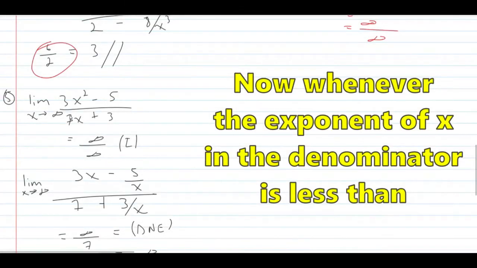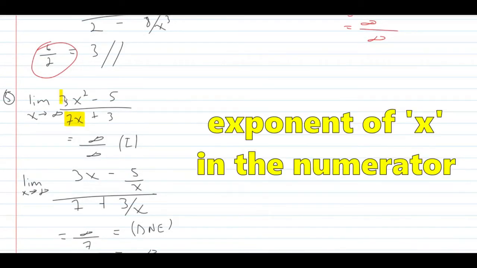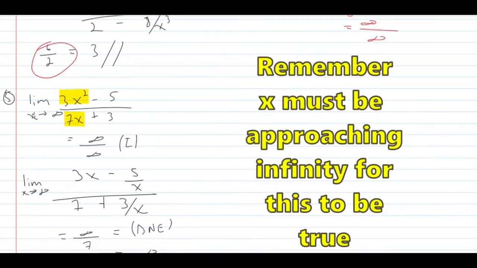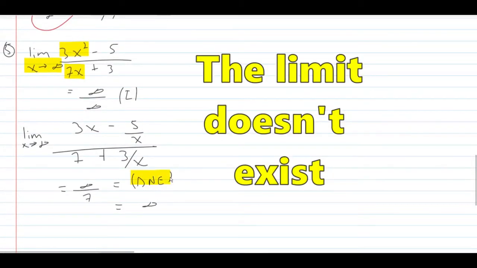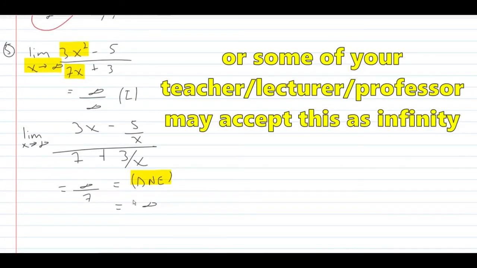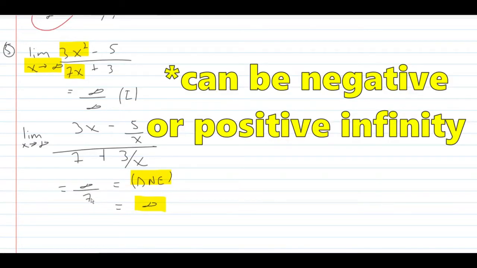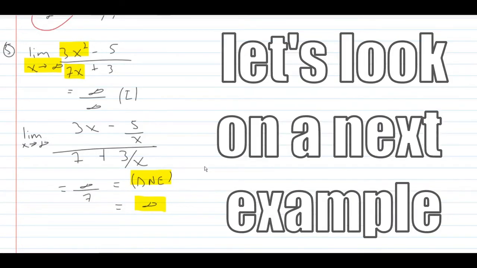Now, whenever the highest exponent of x in the denominator is less than the exponent of x in the numerator, and remember x must be approaching infinity for this to be true, so whenever these three are true, the limit doesn't exist, or some teachers will say it's infinity. And this can be either a positive or negative infinity. Now let's look at the next example.